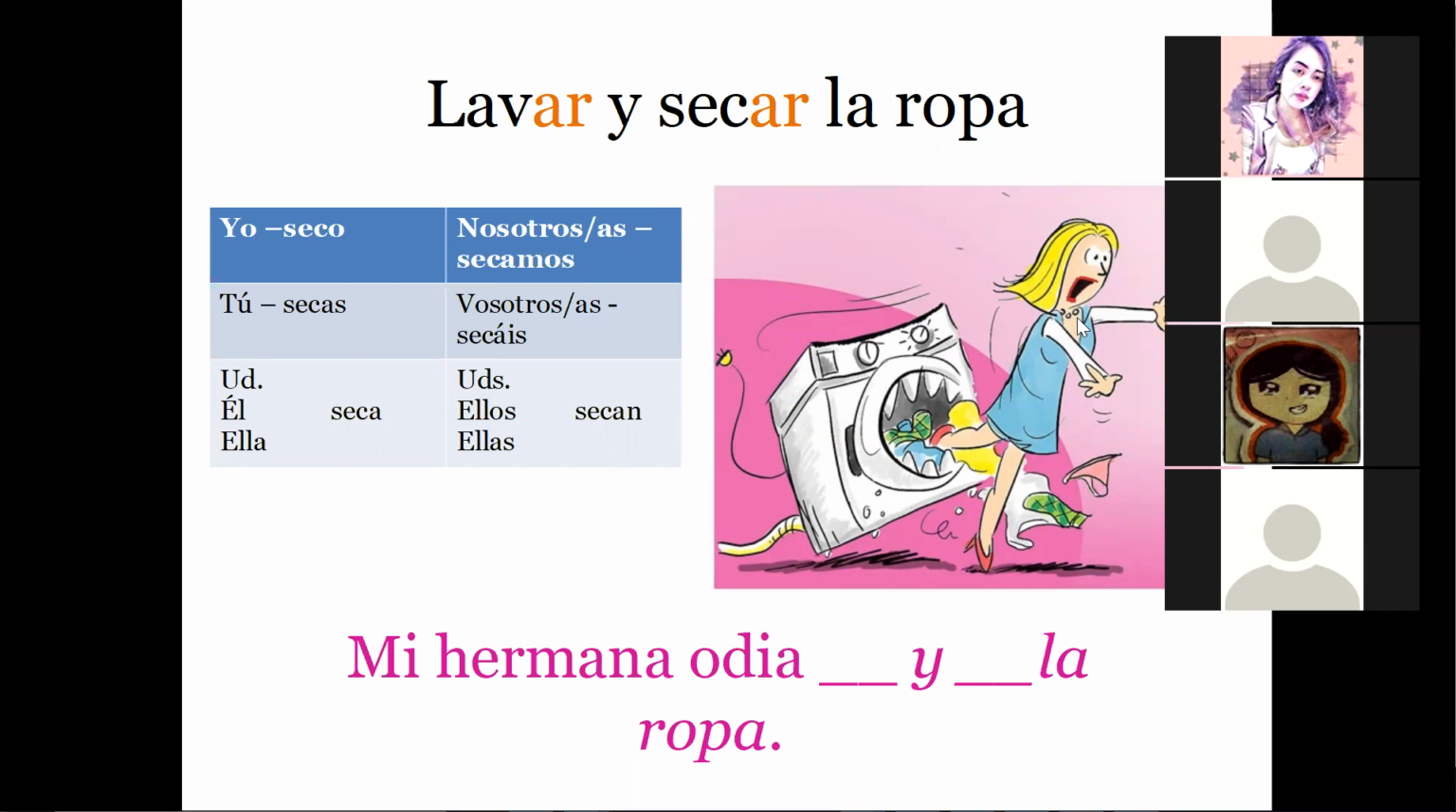Okay, I want you to type in the full sentence, guys, just to know if you know how to conjugate the verbs. Mary Rose, can you read your answer? Let's try. Mi hermana, lo siento, estoy ocupada porque mi hija. Okay, vale, okay. Ivy. Mi hermana odia lava y seca la ropa.